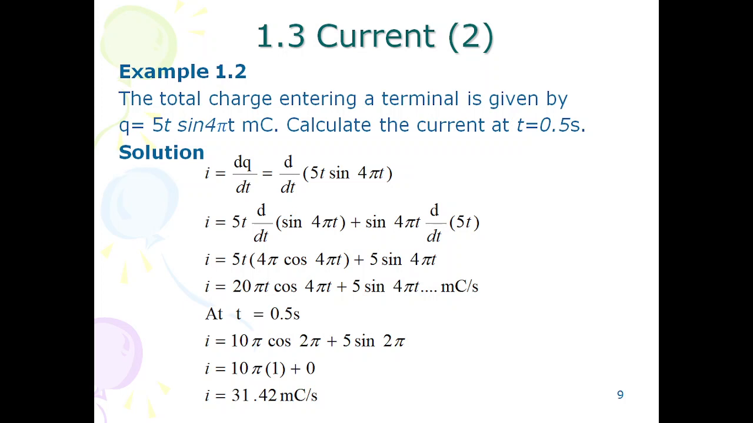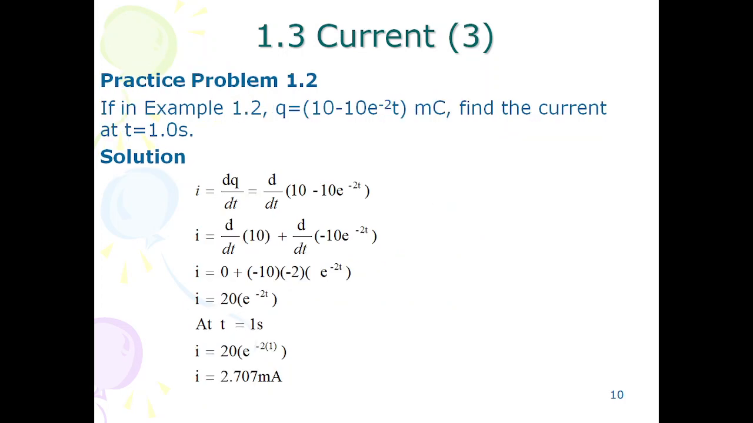Then the answer is i equals 20 pi t cos 4 pi t plus 5 sine 4 pi t. Answer is in millicoulomb per second because charge is in millicoulomb and time is in second. We substitute the value of t in this equation. Then the answer is 31.42 millicoulomb per second.